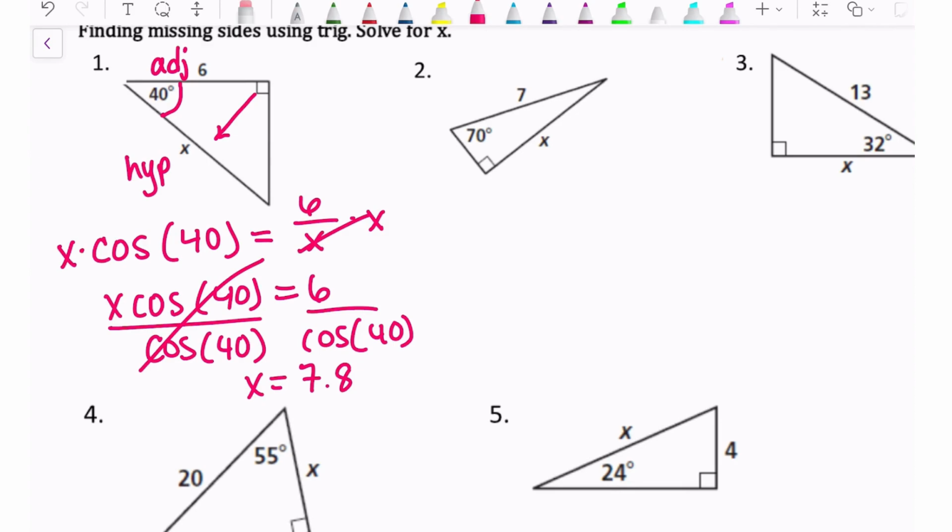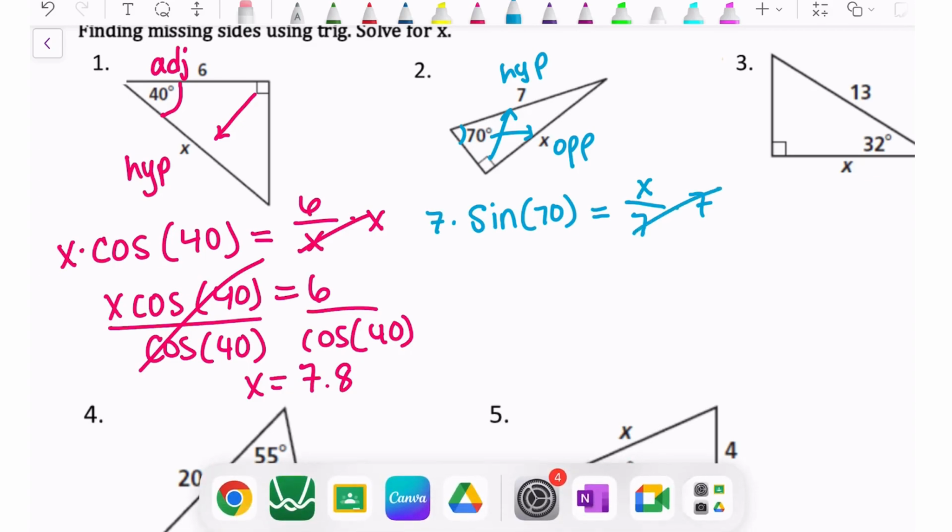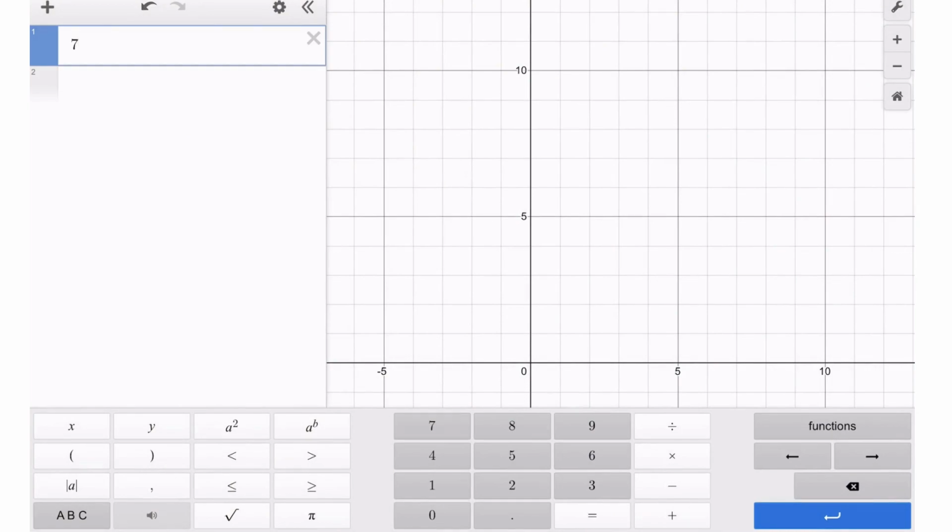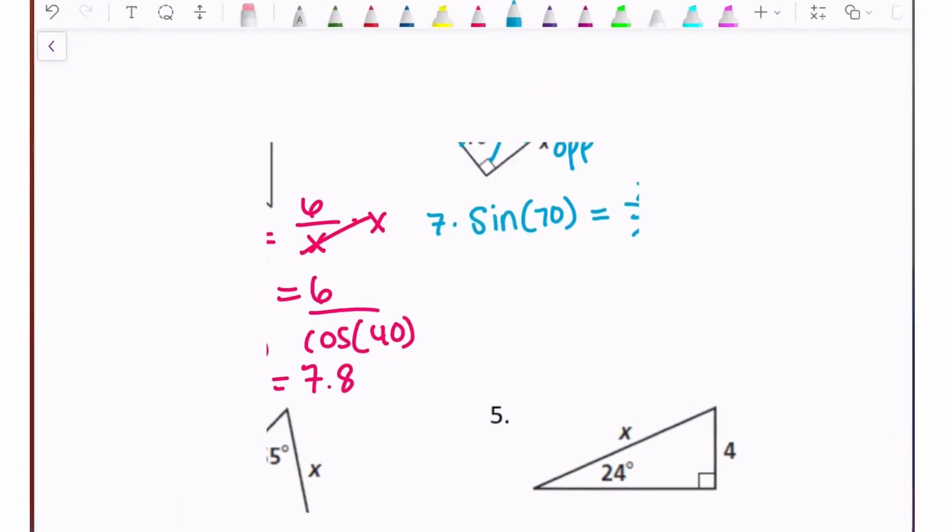All right, number 2. I'm looking at this angle that's marked 70. Across from that angle, we label the opposite side, and across from 90, we label the hypotenuse. So if I am setting this one up and I'm using opposite and hypotenuse, this would be the sine of 70 is equal to the opposite over the hypotenuse. This is the more simple type versus number 1 where we had 2 steps. We only have 1 step here because we multiply by 7. Then we just type 7 sine of 70 into the calculator, and that gives me 6.6 if I round to the nearest tenth.